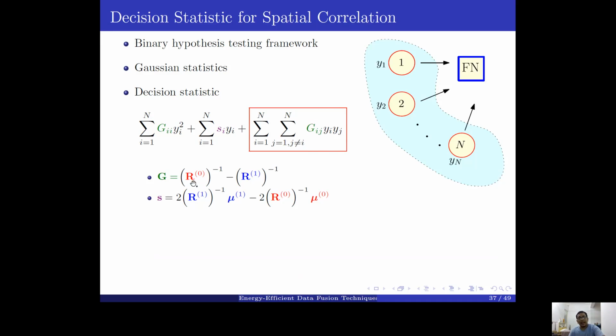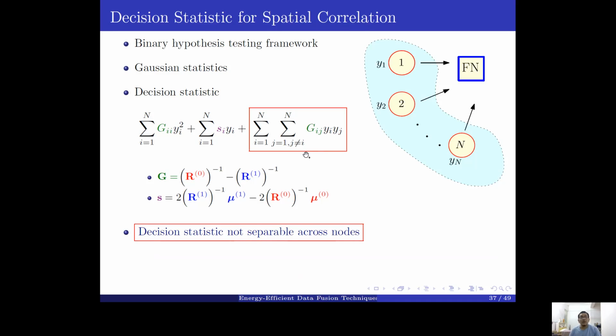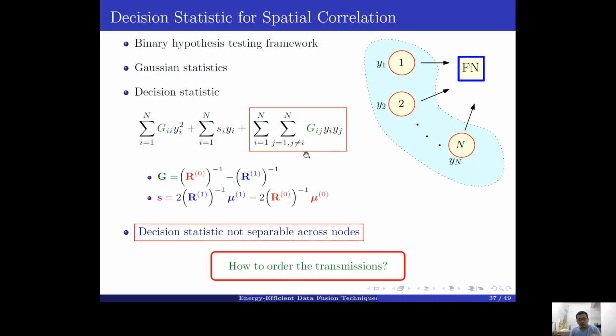Here, R0 and mu0 are the covariance matrix and the mean vector under hypothesis 0, and mu1 and R1 are the mean vector and the covariance matrix under hypothesis 1. Since the decision statistic is not separable across the nodes, it is not obvious how we can order the transmissions. Thus even deciding the metric in presence of spatial correlation becomes a serious challenge.